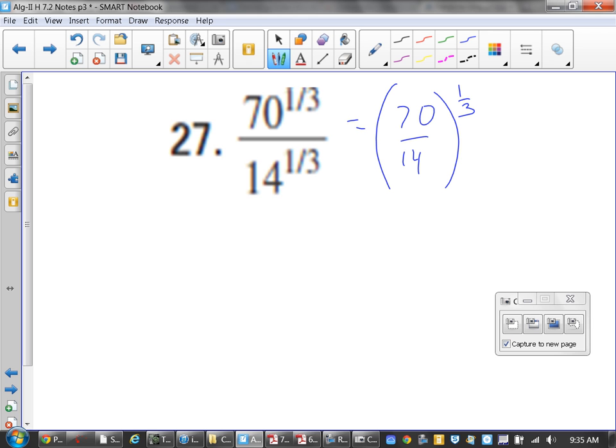Now, we just said that 70 was 7 times 2 times 5. You okay with that? 14 is 7 times 2. Cancel out. So if we break it down in terms of primes, you have 7, 2, and a 5 over 7 and a 2. Am I okay with that? This is all to the 3rd power, right? What's your answer? 5 to the 1/3.